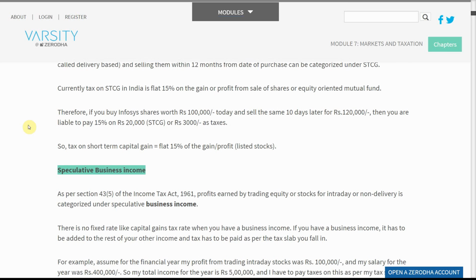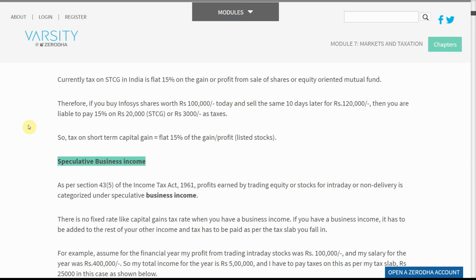Currently, tax on STCG in India is a flat 15% on the gain or profit from the sale of shares or equity-oriented mutual funds. Therefore, if you buy Infosys shares worth 100,000 rupees today and sell the same 10 days later for 120,000 rupees, then you are liable to pay 15% on 20,000 rupees STCG, or 3,000 rupees as taxes. So, tax on short-term capital gain equals a flat 15% of the gain, profit, listed stocks.